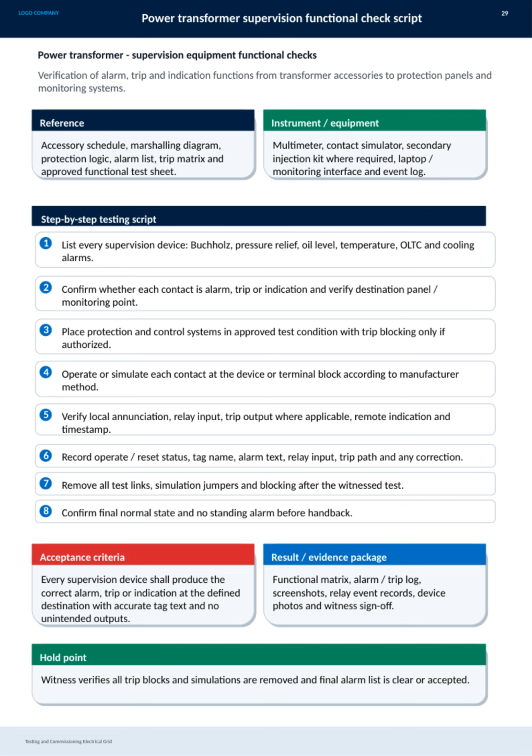Acceptance criteria require that each supervision device triggers the correct alarm, trip, or indication at the designated destination, with precise tag text and no unintended outputs. The results are compiled into a comprehensive evidence package containing functional matrices, alarm and trip logs, screenshots, relay event records, device photos, and witness sign-off. This is also a hold point where the witness verifies that all trip blocks and simulations are removed, and that the final alarm list is either clear or accepted, ensuring the system's integrity before proceeding.